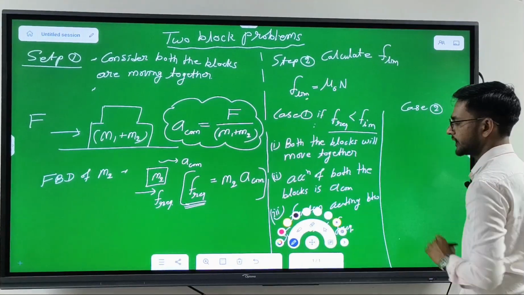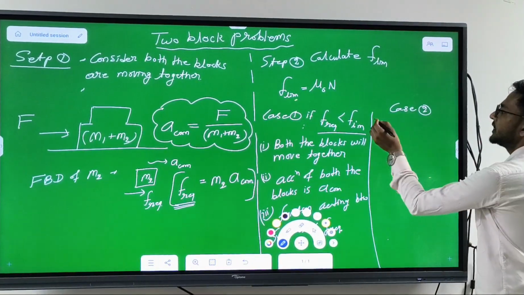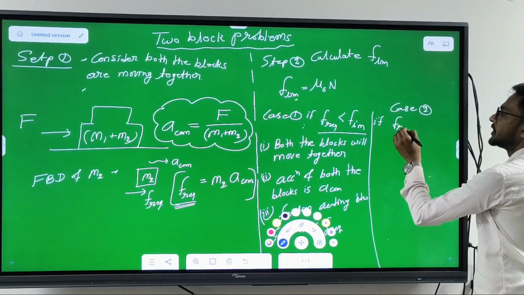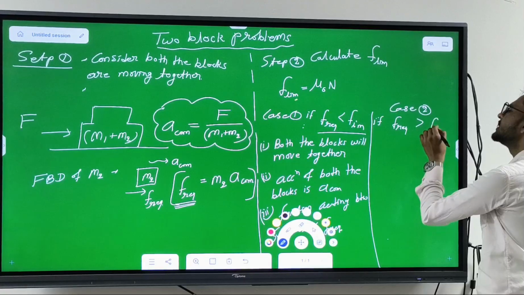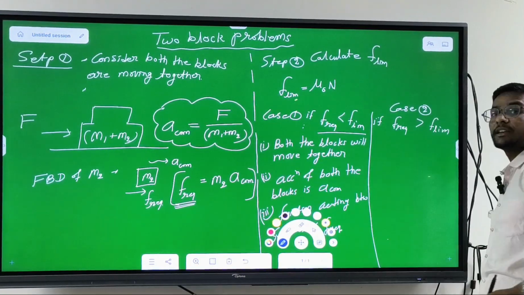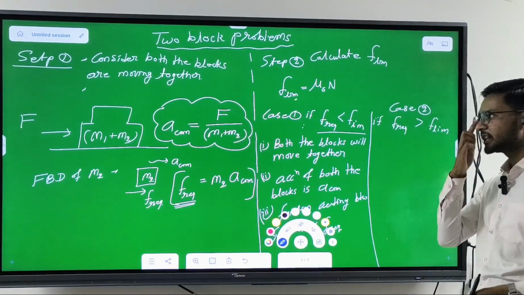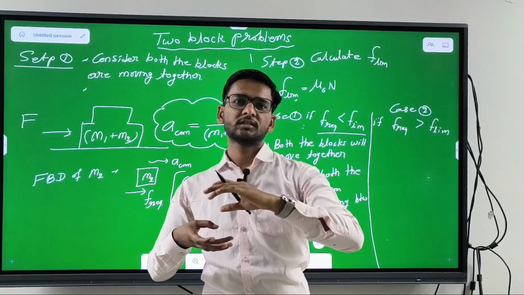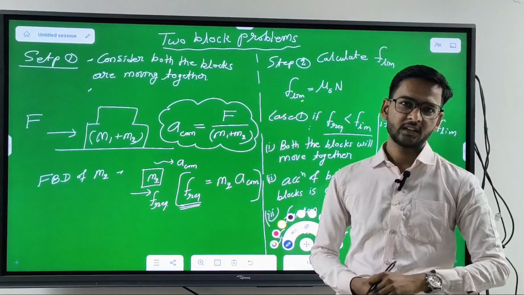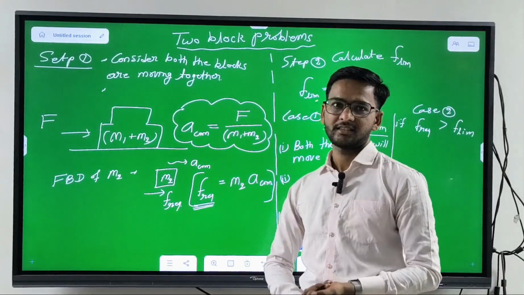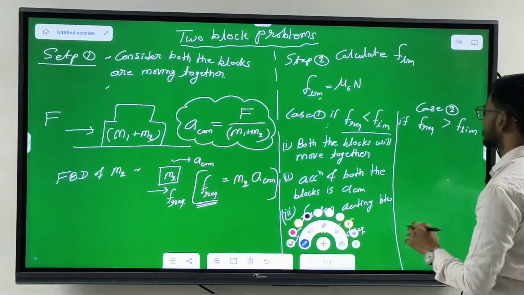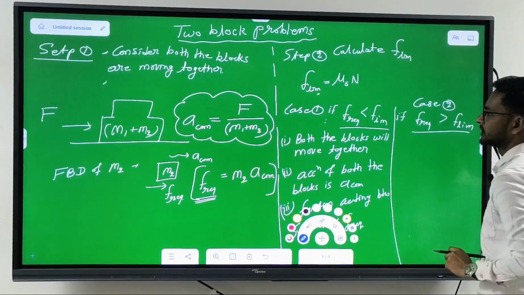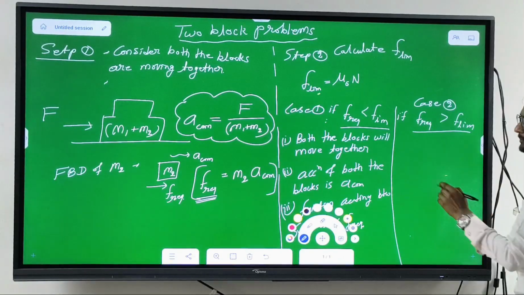Now, what is the second case? The second case is if the required friction is greater than the limiting friction, then friction is not sufficient to move both the blocks together. Now both the blocks will move separately with different accelerations.